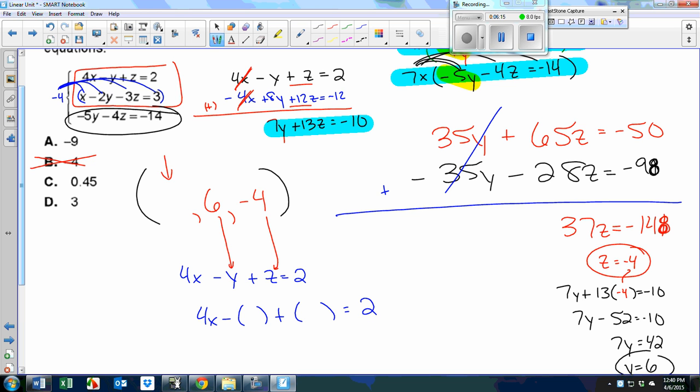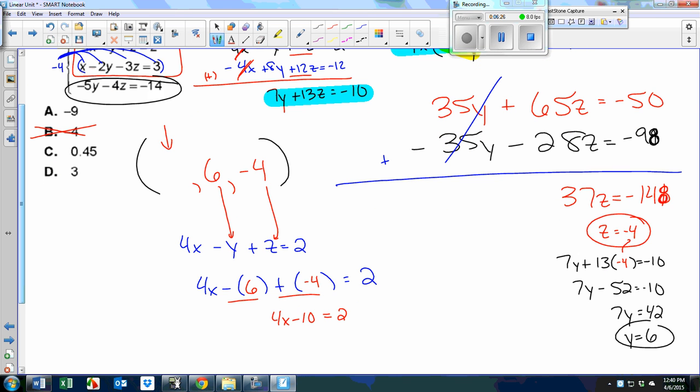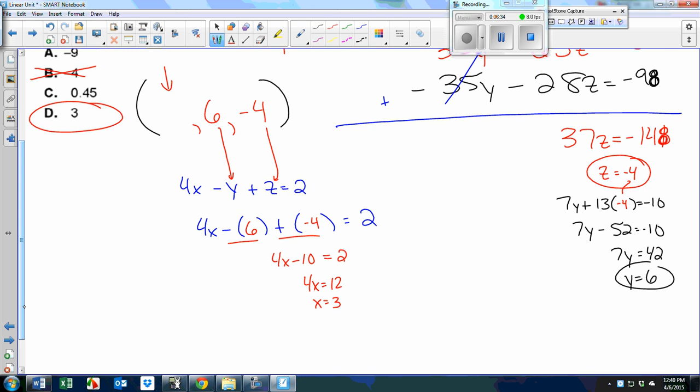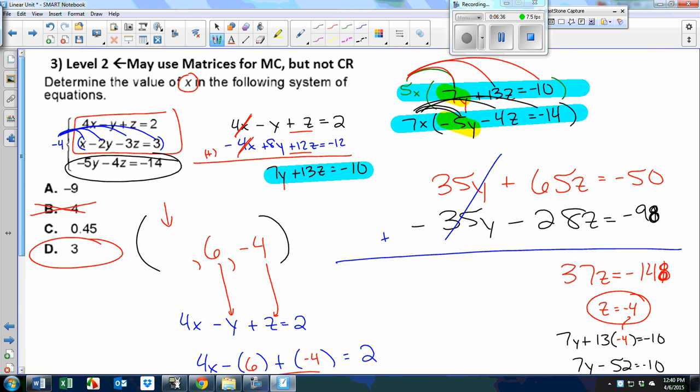and find x. So the y is 6, z is negative 4, so that is 4x minus 6 plus a negative 4, so that's 4x minus 10 equals 2. Add your 10, 4x equals 12. Divide by 4, x is 3. The answer is D.